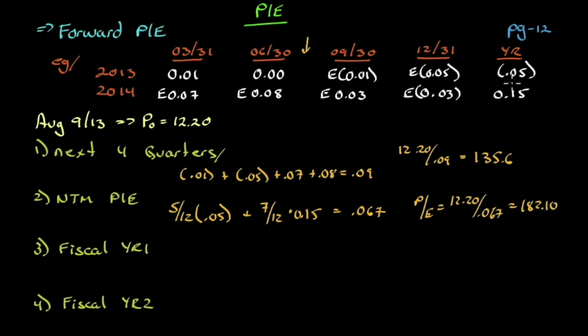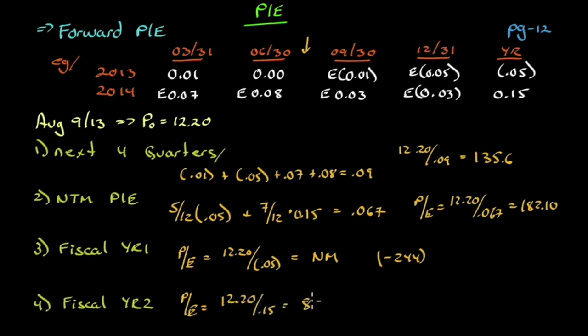Fiscal year 1, well, that's negative 0.05. So that's easy enough. We can go right to the PE in this case. It is 12.20 over 0.05, and that equals not meaningful. You can't divide by a negative. You'd get negative 244, but it's not meaningful. And finally, fiscal year 2, which is 0.15, our PE will be 12.20 over 0.15, which will give us 81.3. So in this case, you could look at them and you could say, well, which is the most relevant one? They're all kind of ridiculous in a sense, but which one is the most relevant one?